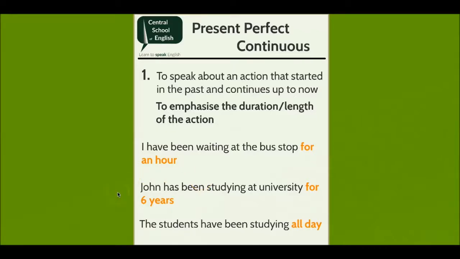In the second example, John has been studying at university for 6 years. In this sentence, John started to study at university 6 years ago. John is a student at university today. The speaker uses the present perfect continuous tense to emphasize how long John has attended university. The speaker wishes to emphasize 6 years.